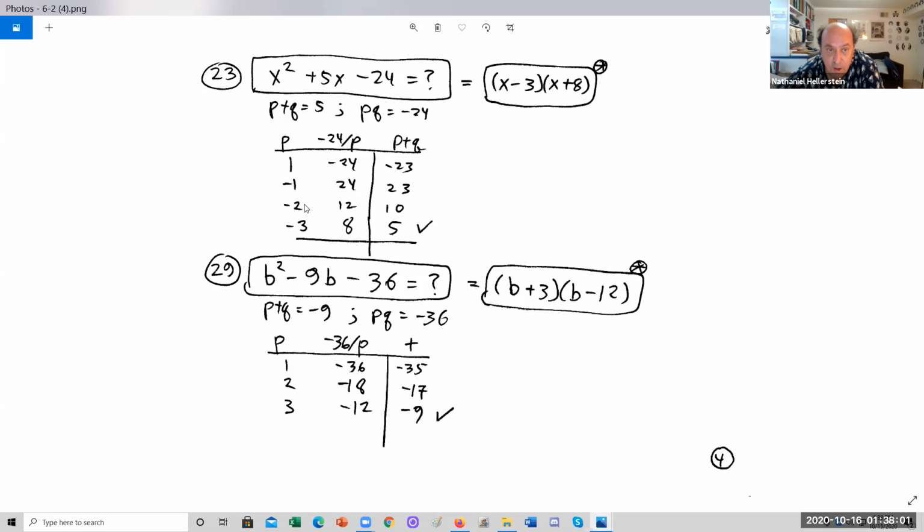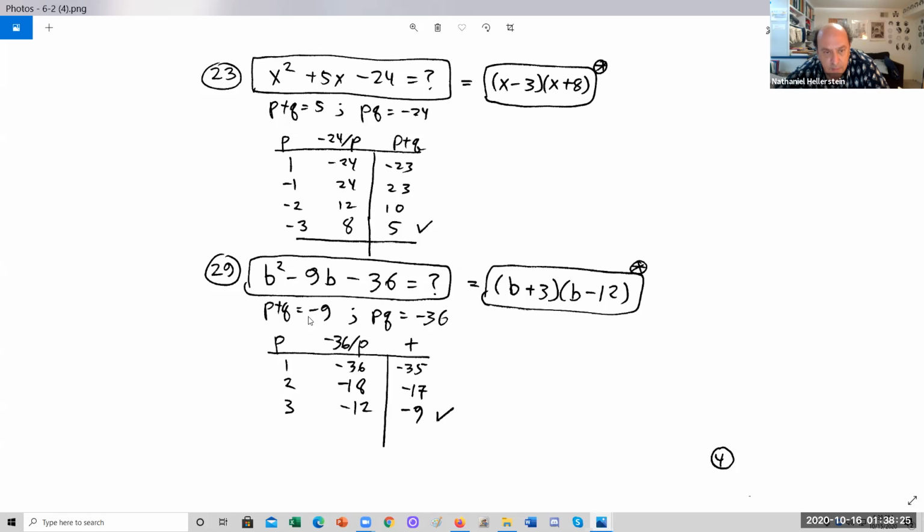Doesn't work. If P is -2, then Q is 12, and the sum is 10. Closer, but not there. If P is -3, then -24 over -3 is 8. -3 and 8 sum to 5, and that works. So we get x minus 3 times x plus 8. And that's the factorization.